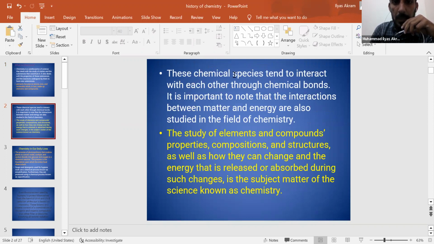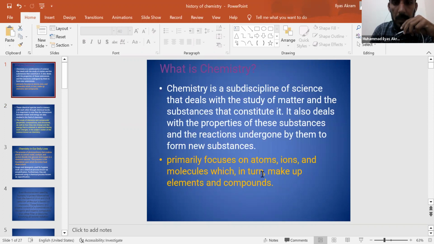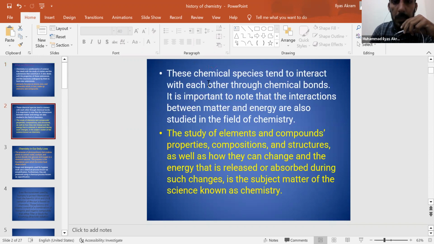These chemical species tend to interact with each other. These chemical species may be atoms, ions, molecules, or elements. They interact through chemical bonds, and the chemical bond may be of three to four types, studied as covalent bond, hydrogen bond, and ionic bond. These are all chemical interactions.